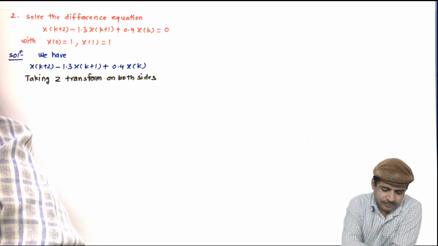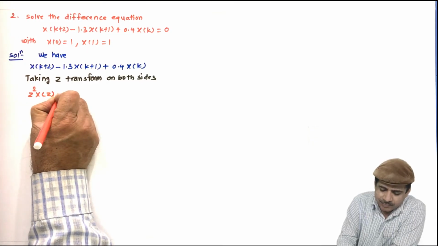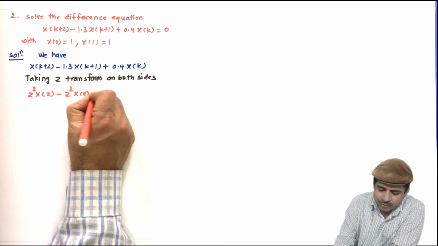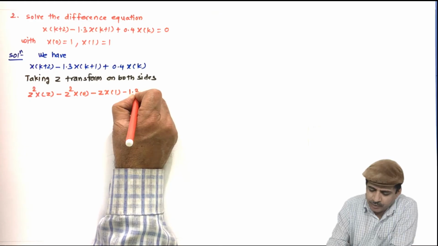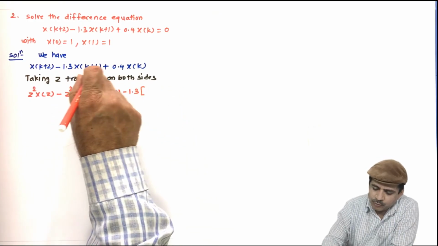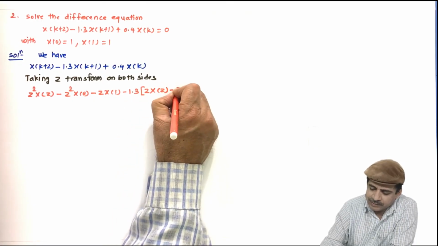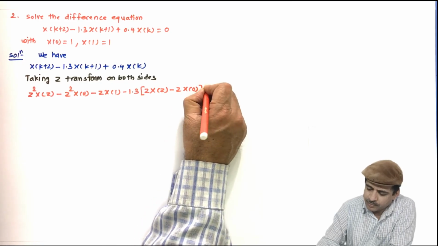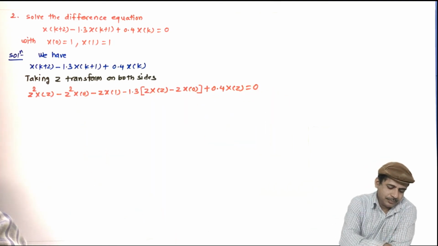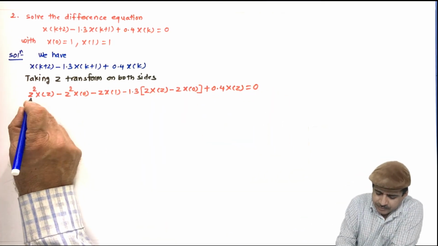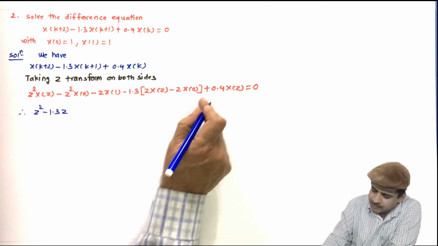What we get? Z transform of x of k plus 2 is z square x of z minus z square x of 0 minus z x of 1. Next, minus 1.3 in the bracket, Z transform of x of k plus 1 is z x of z minus z x of 0, plus 0.4 x of z, and this is equal to 0. So this gives me z square minus 1.3 z plus 0.4.